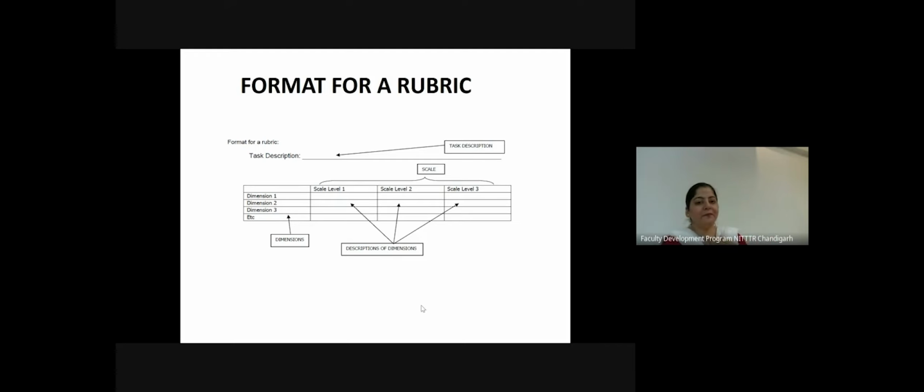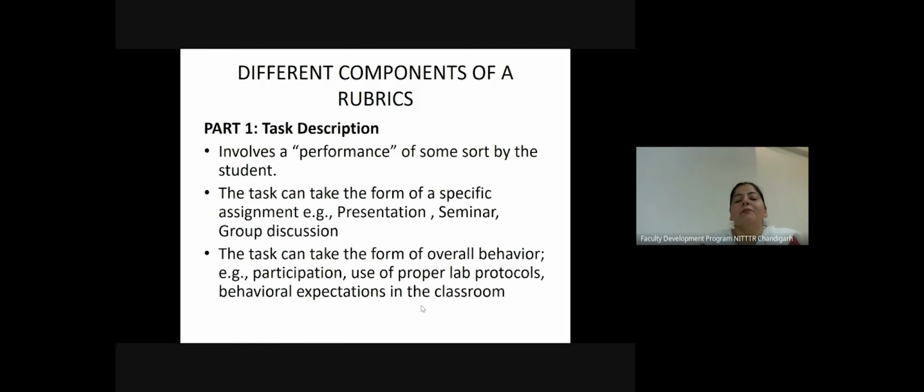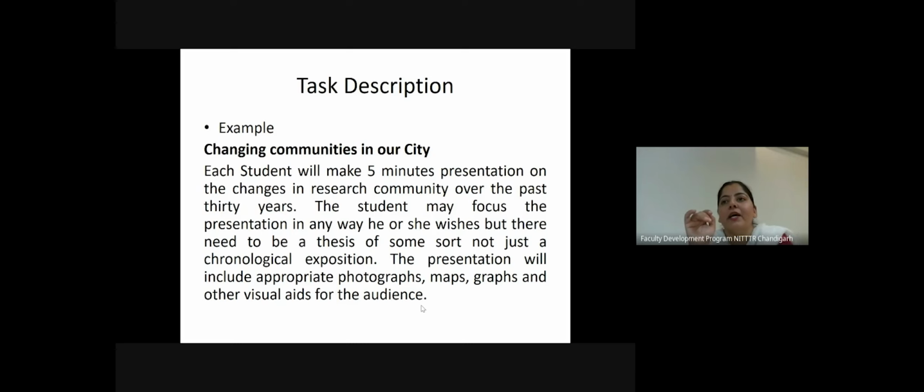Excuse me. So rubric का standard format में क्या आता है? The first thing is the task description. So when I said presentation skill, मेरी presentation skill में expectations क्या हैं? Whatever my expectation, that needs to be the part of task description. Now read this slide and come to know what are the different expectations from that presentation.